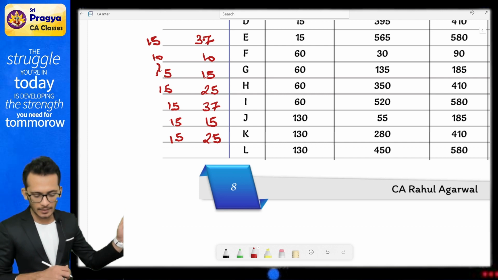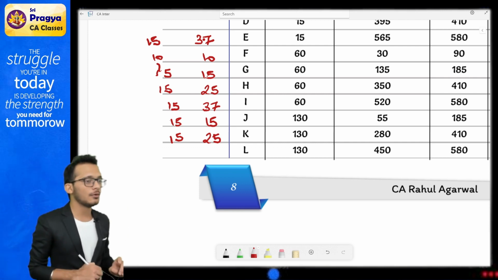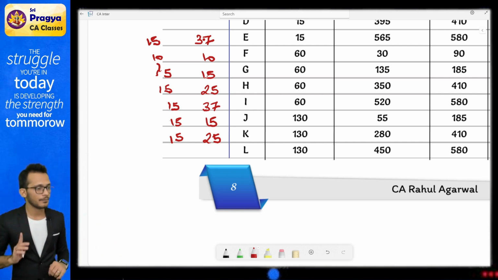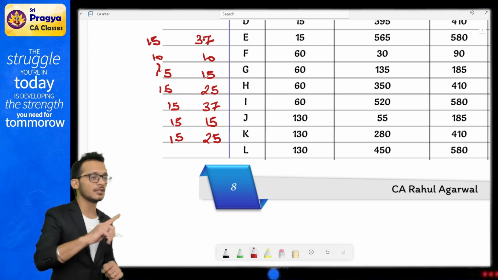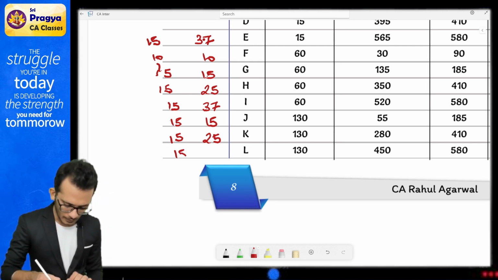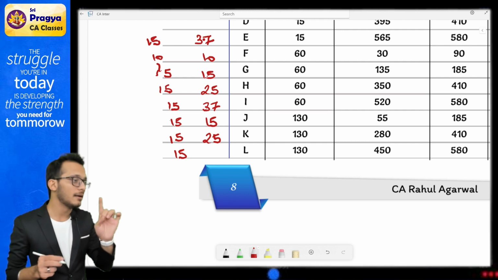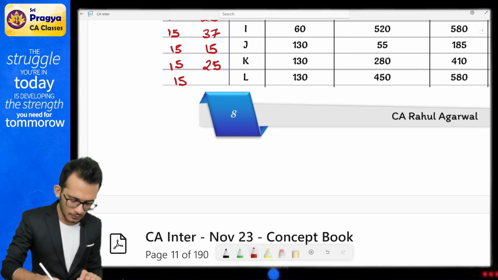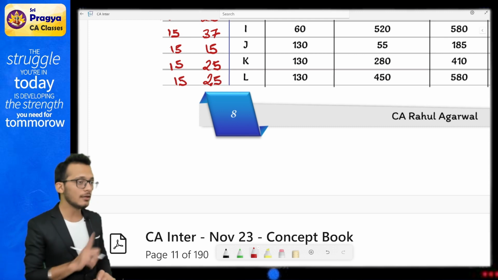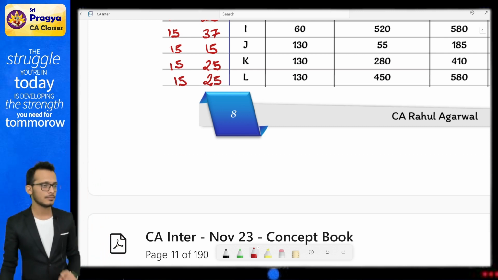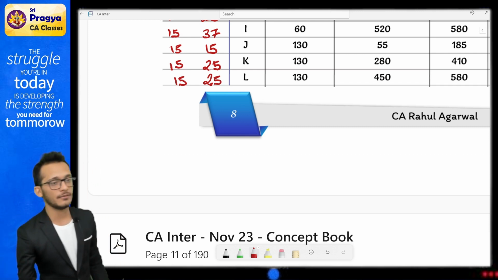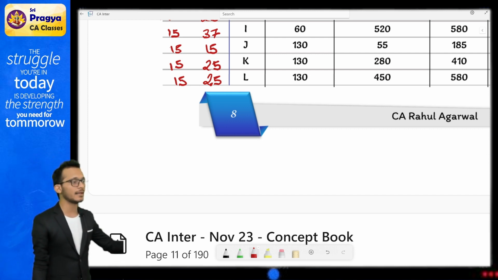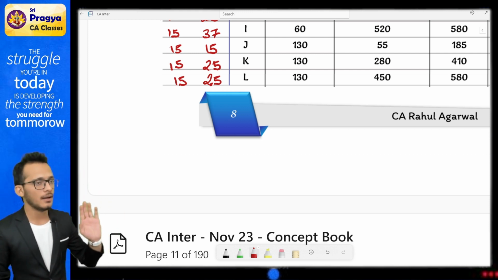Come to the last one, it says 130 and 450. Now notice your income is 5 crores. Your income is 5 crores, which means special will become 15. Others will now stop at 25. Why is others stopping at 25, Rahul? Because on a standalone basis it is not more than 5 crores. Standalone basis it is still standing at 2 crores to 5 crores. Therefore you will become 25.